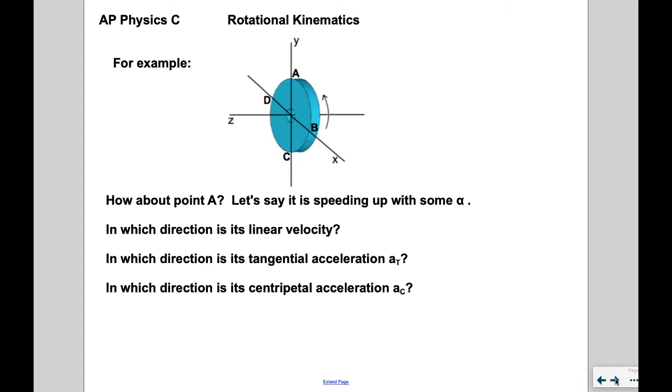If we consider point A and its linear velocity, again, that's going to be tangent to point A's path. When point A is at the location shown, its linear velocity is going to point more or less into the screen along the negative x direction. Likewise, its tangential acceleration is in the same direction as v because it's speeding up. And its centripetal acceleration, A sub c, is going to point towards the center, which is down, and in this case, in the negative y direction.